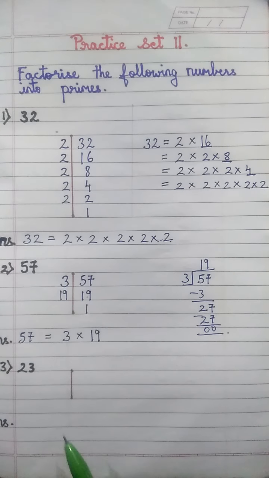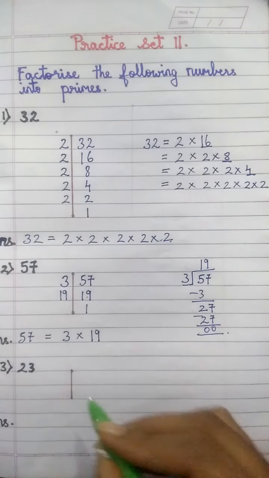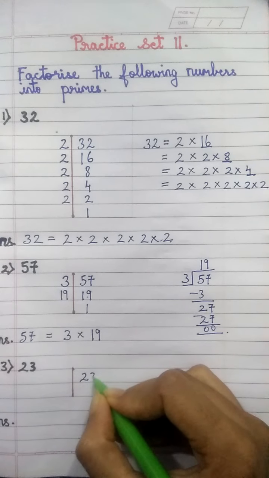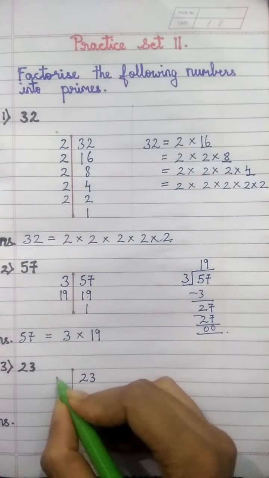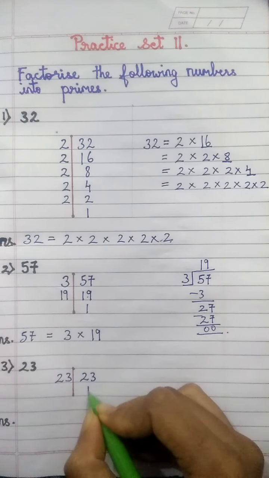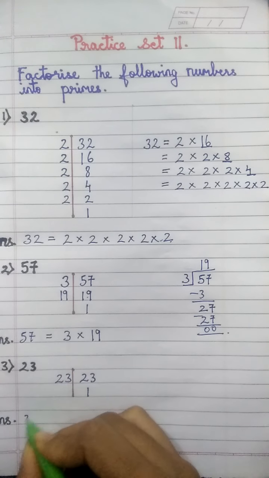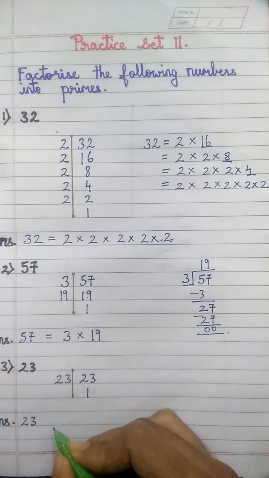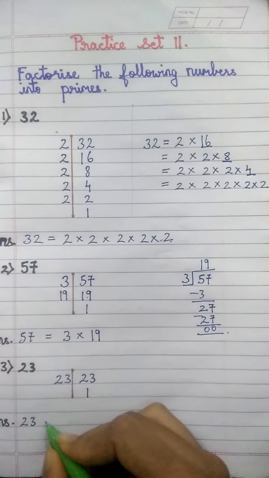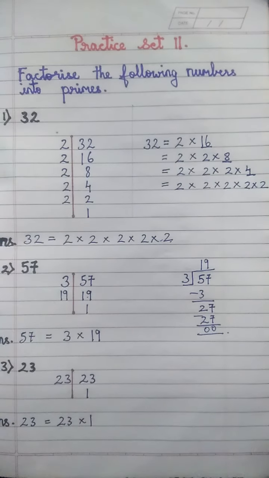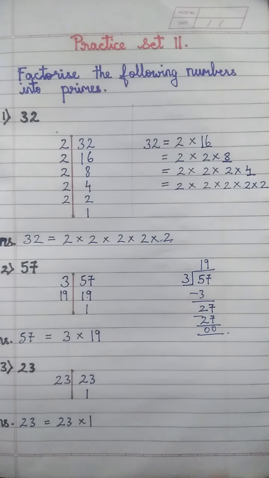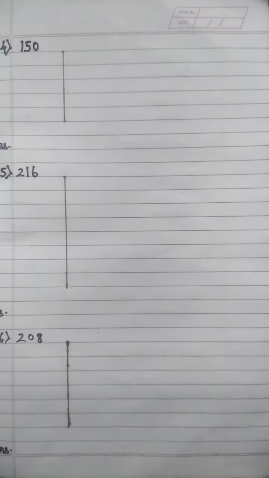Let's go to question number 3, 23. Now 23 itself is a prime number. So it is not divisible by any other number. So we write 23 ones are 23. So factors of 23 will be only 23. So you can write it as 23 into 1. Let's go to question number 4, 150.